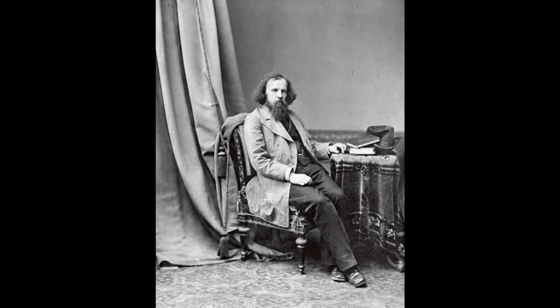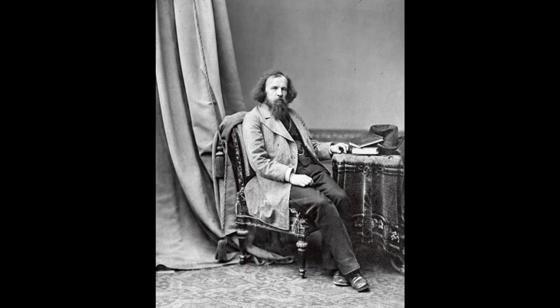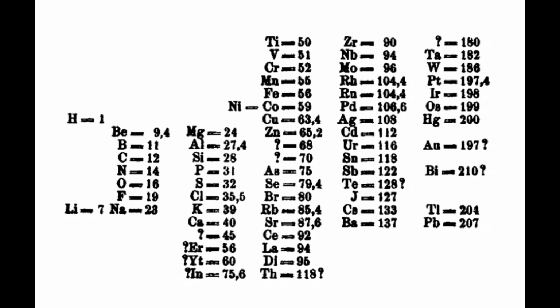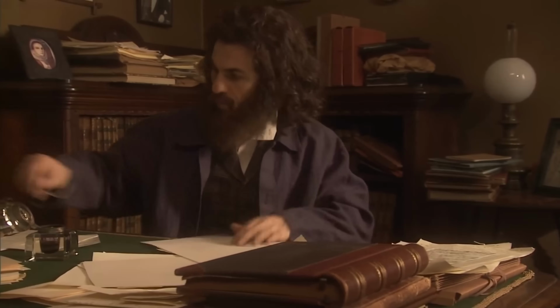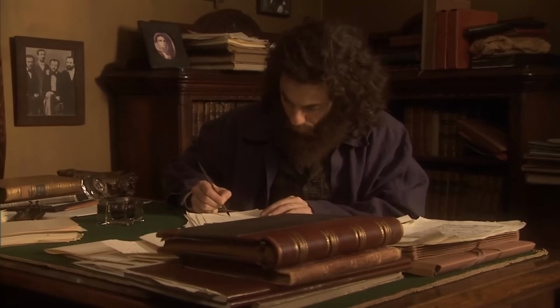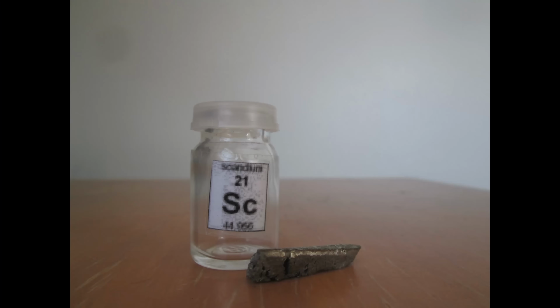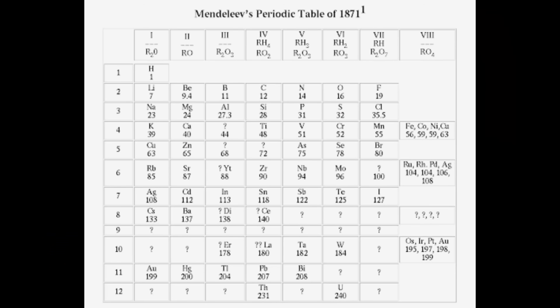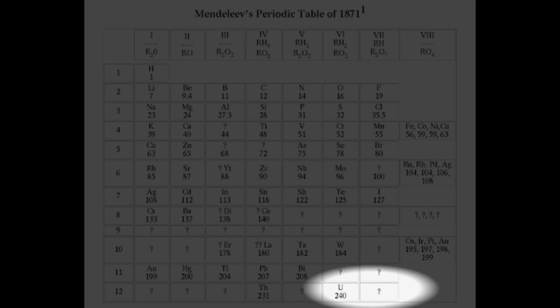Our story begins in 1869 with Dmitri Mendeleev, who proposed a way to classify all the 70 known elements in a way that would make sense to chemists. This arrangement forced Mendeleev to leave some spots for yet undiscovered elements. Germanium, scandium, and technetium were some of his predictions, but if we look at this table from 1871, there is also a spot for an element beyond uranium.